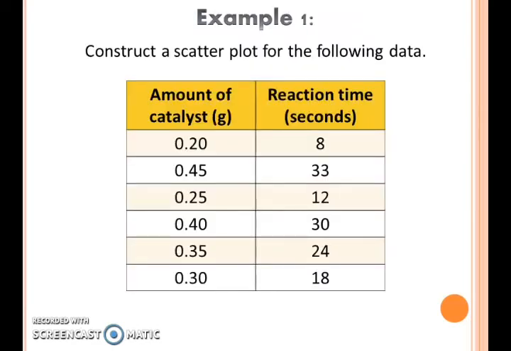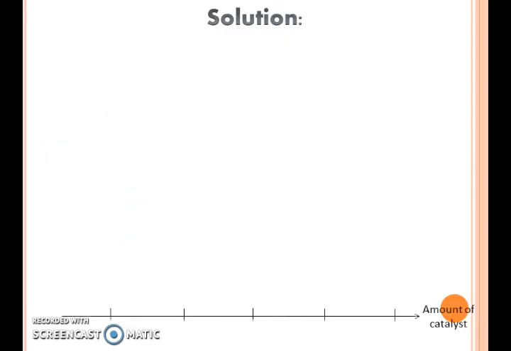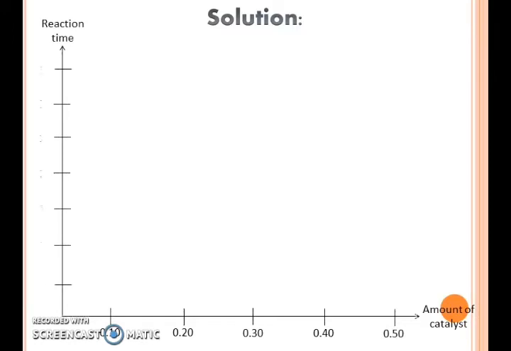Let's look at example 1. To draw a scatter plot, first determine independent and dependent variable. For this data, the amount of catalyst is the independent variable, while reaction time is the dependent variable. So plot the amount of catalyst on the horizontal axis and the reaction time on the vertical axis.